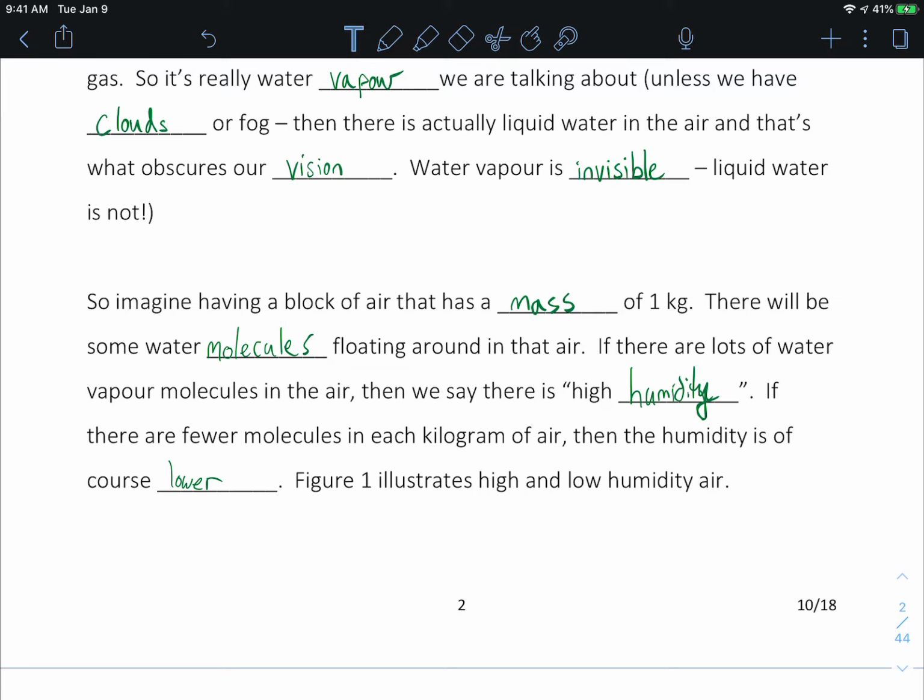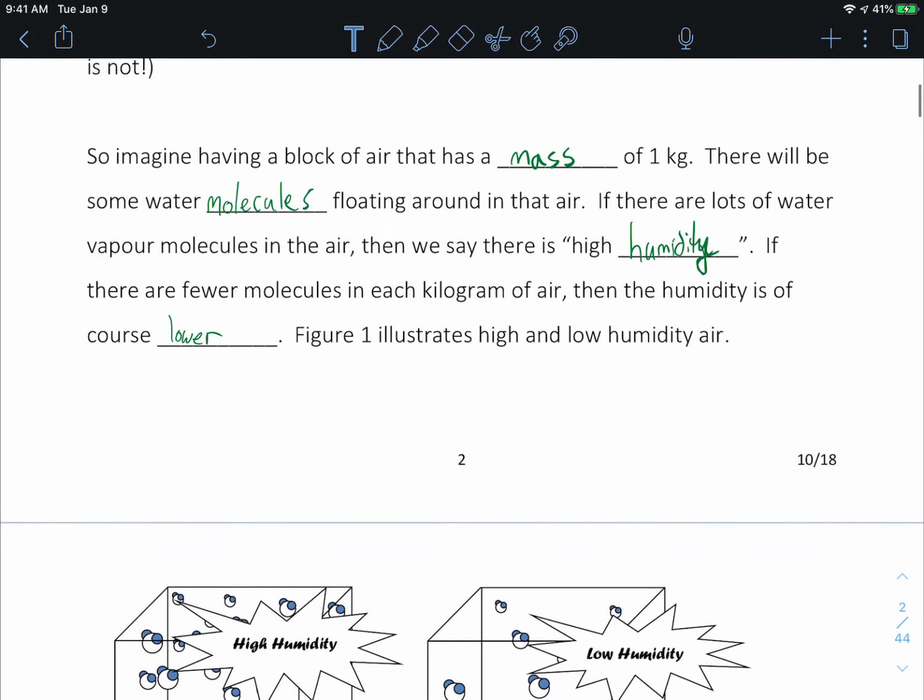So imagine having a block of air that has a mass of 1 kilogram. There will be some water molecules floating around in that air. There's always a little bit around our planet. Not a lot in some places, like a desert, and in other places there's lots, like in a tropical rainforest, for example. If there's lots of water molecules, we say it's high humidity. If there are very few, then it's low humidity.